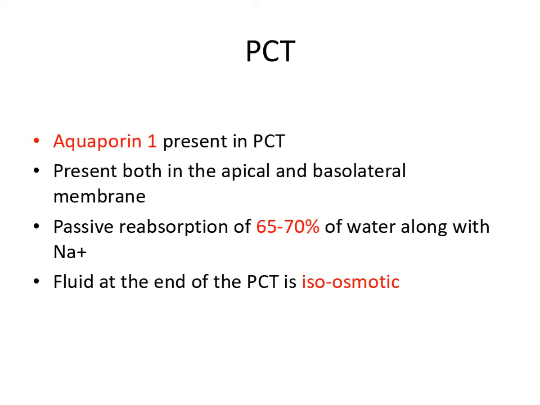Now what is the mechanism of water transport in the PCT? The water transport is mainly through water channels called aquaporins. Aquaporin 1 is present in the PCT, in both the apical and basolateral membrane of the tubule cell. So passive reabsorption of 65 to 70% of water occurs along with sodium. We have already seen how sodium is reabsorbed in the PCT through various mechanisms. When sodium is getting reabsorbed, along with that there will be reabsorption of water also, that is passive reabsorption.